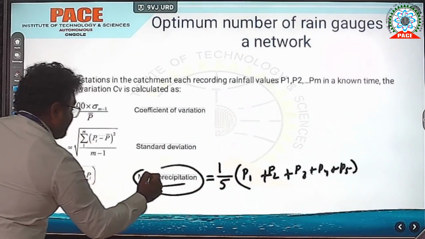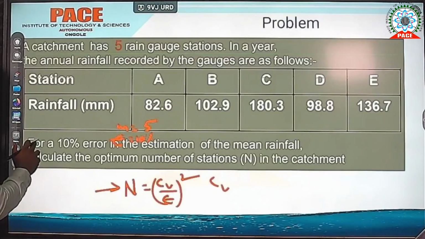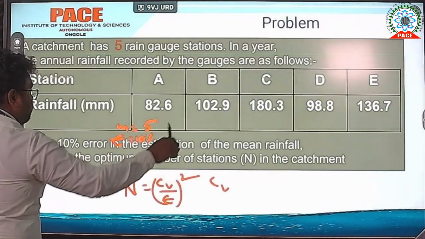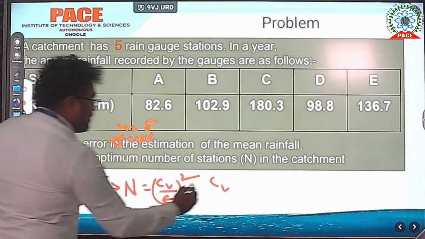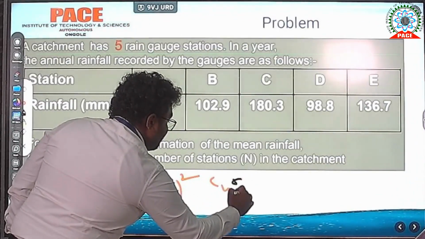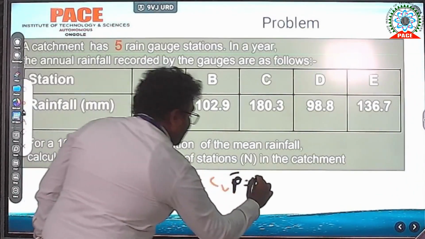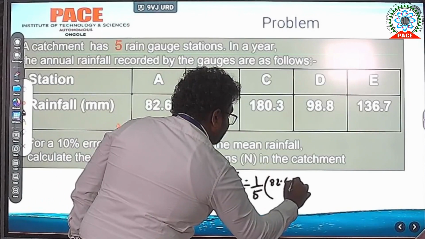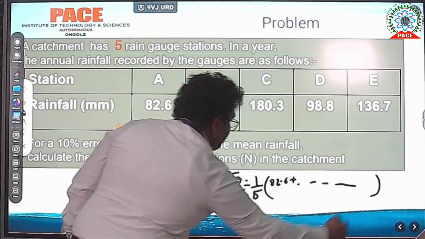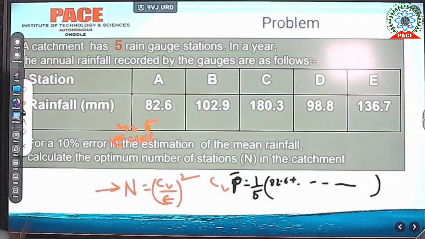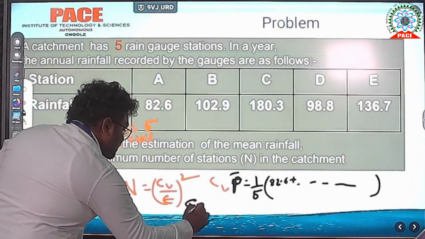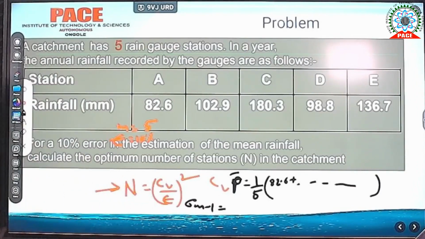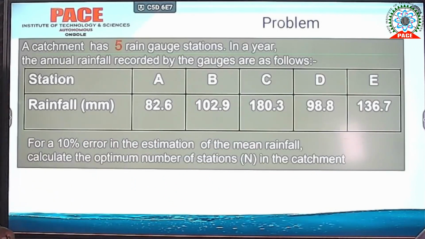The mean precipitation value, we have to write P bar equal to 1 by 5 of, what are the values? 82.6 plus, and so on. We'll find out these values and we'll write out the p bar value. Next, we'll write out sigma m minus 1, which is nothing but the standard deviation. So these are the rainfall catchment areas. As you have noted all the given data, let's go solve this problem now.